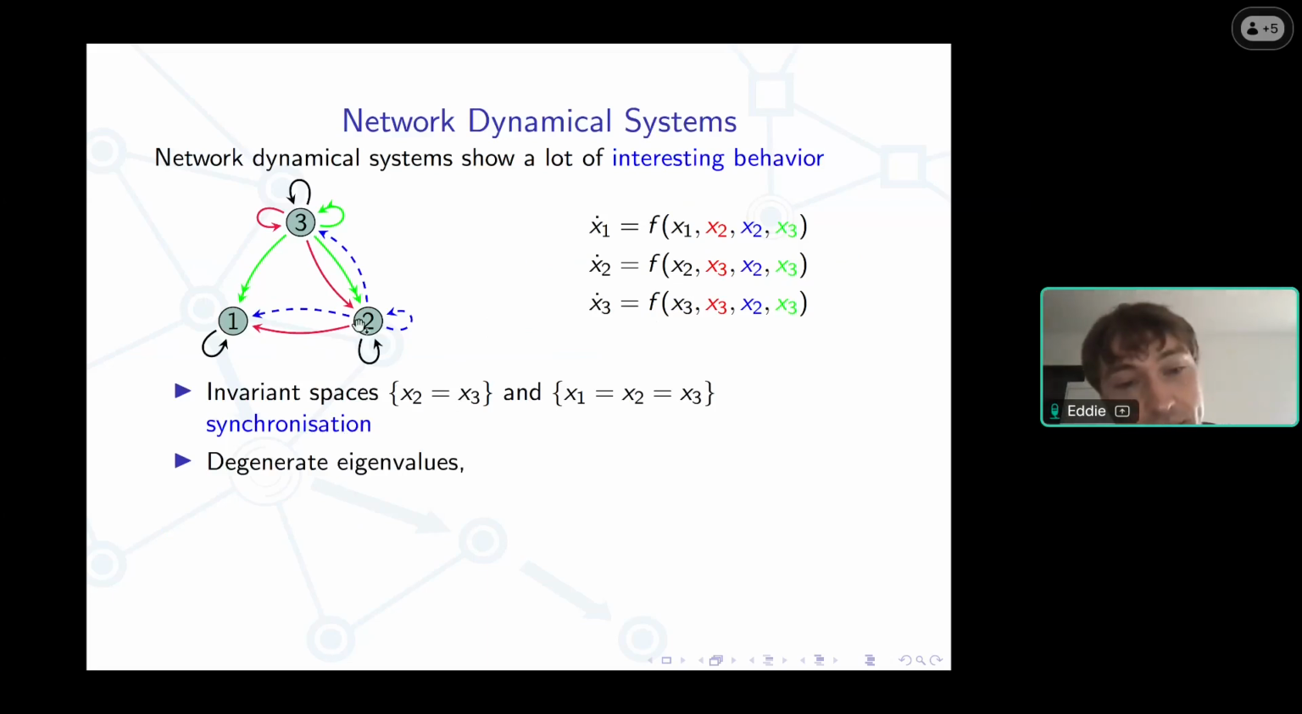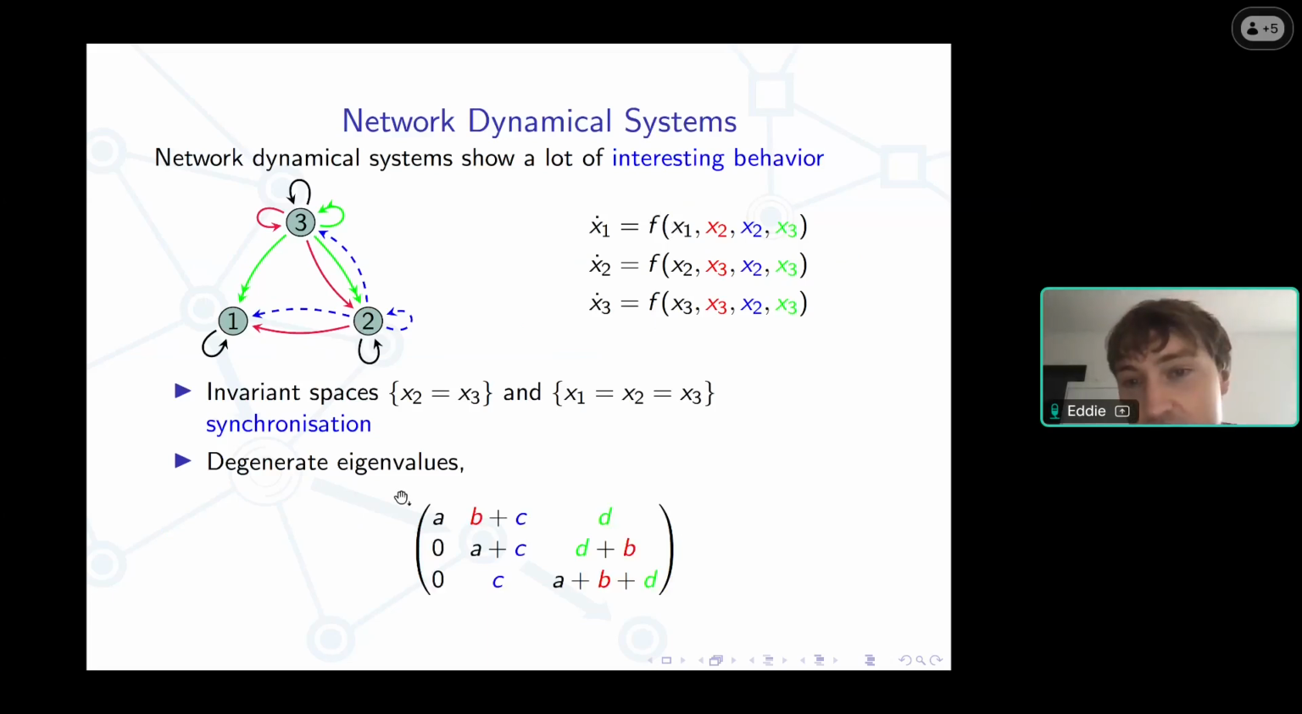Slightly more interesting, perhaps, is degenerate eigenvalues. So when I take f to be linear, say just linear from R4 to R, and I write this corresponding system down in matrix form, then the matrix will look something like this. So A is then the derivative of f in the first component, B in the second one. And if you write that out, you will see this. You could also think about this as a Jacobian of such a system at 0 or at a point x1 is x2 is x3. So they're relevant for the dynamics, of course.